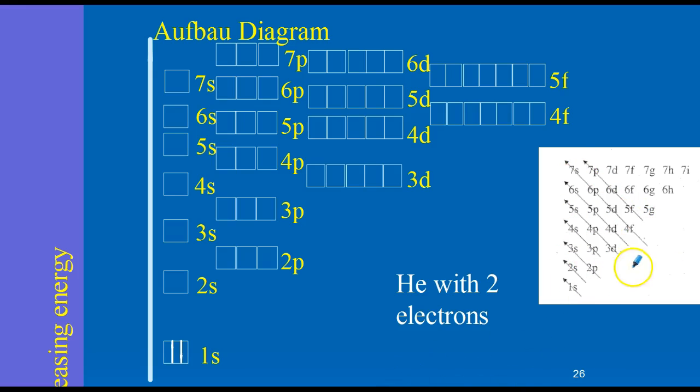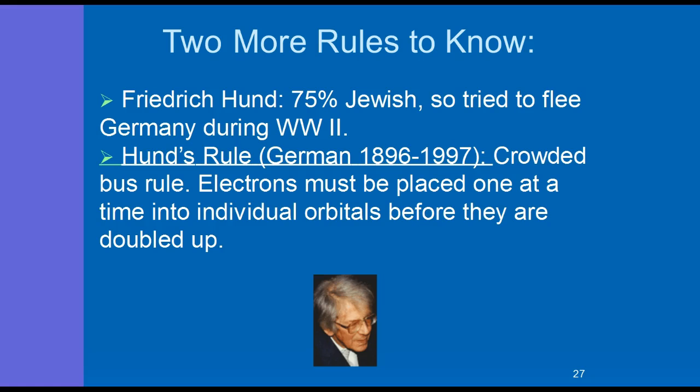And again, all the s's here would hold a maximum of 2. The p's hold a max of 6. The d's hold a max of 10. And the f's hold a maximum of 14, because we're not going to get to those other ones, which means s has 1 circle, p has 3 circles, look at those three boxes, d has 5, and the f then has 7 of those.